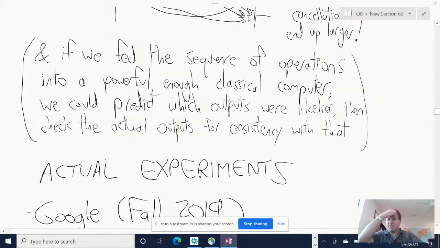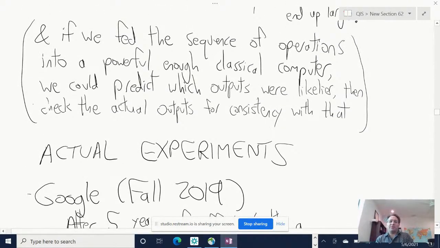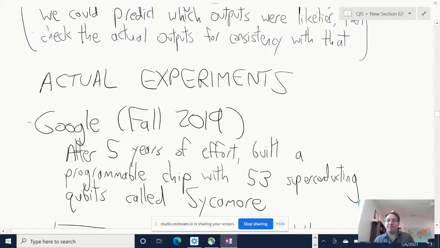So this brings me to the actual experiments that were announced over the past couple of years. The first announcement of quantum supremacy was by the group at Google in their lab in Santa Barbara in fall of 2019. They had been working on this for about 5 years. And 2 years ago, they published a paper in Nature announcing that they believe they had done it.